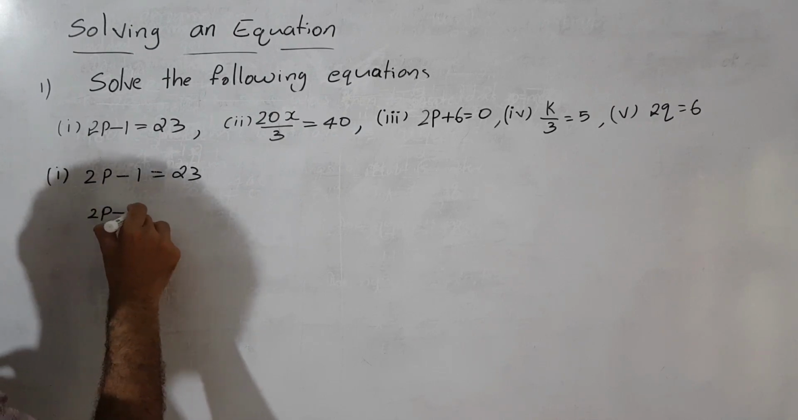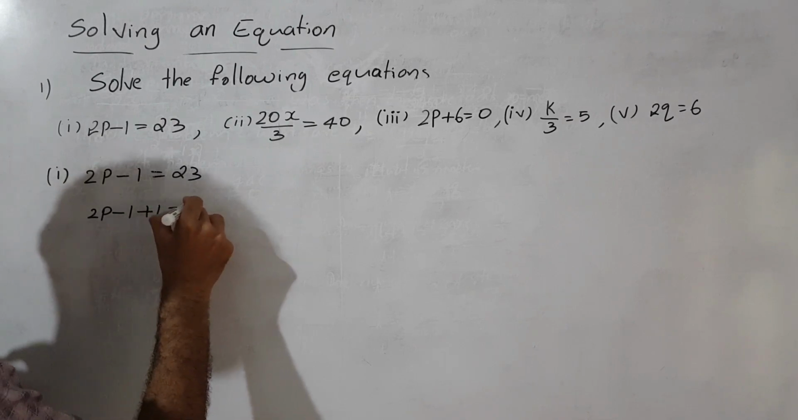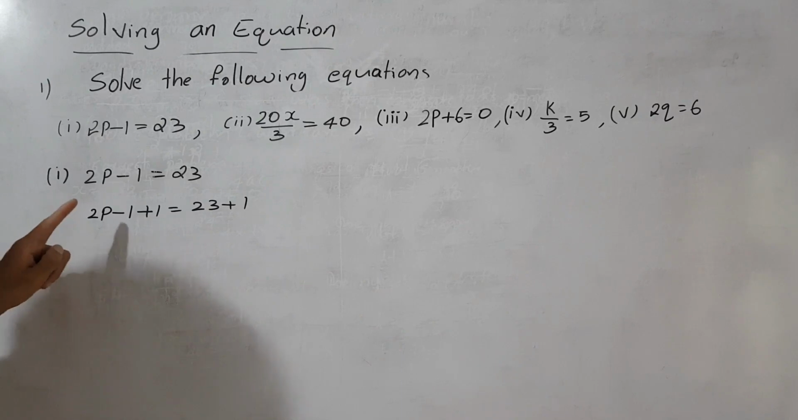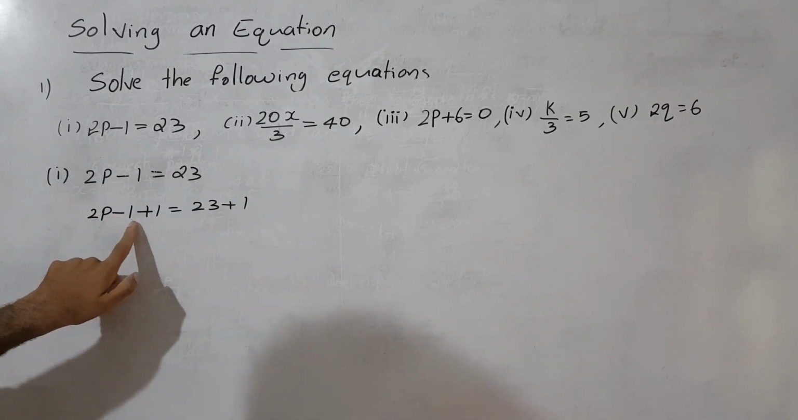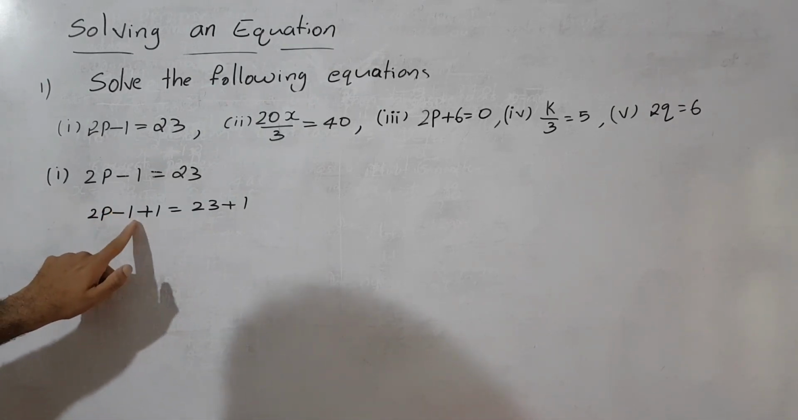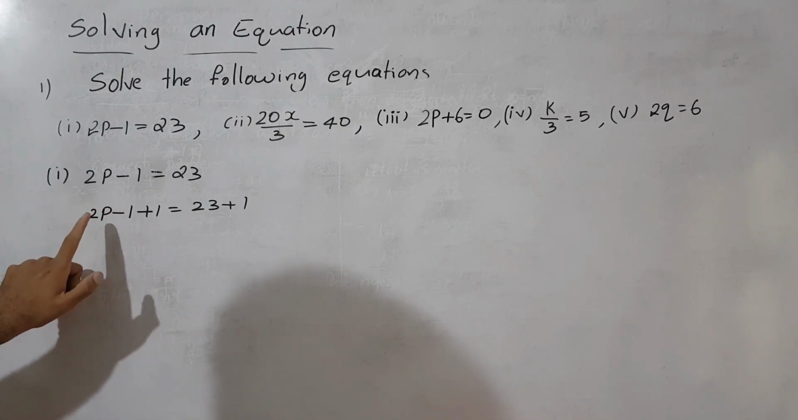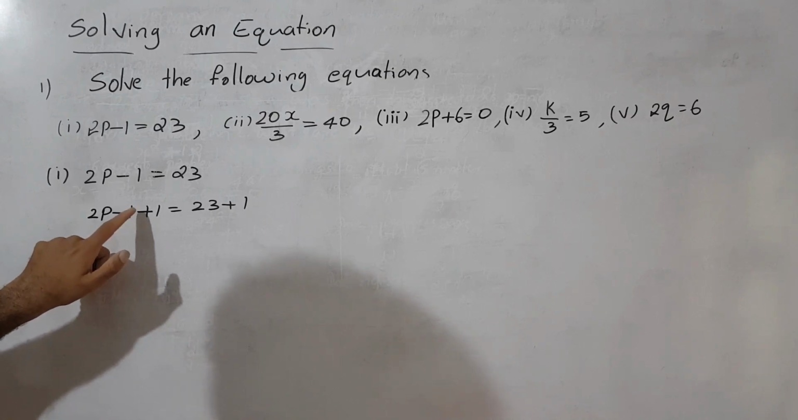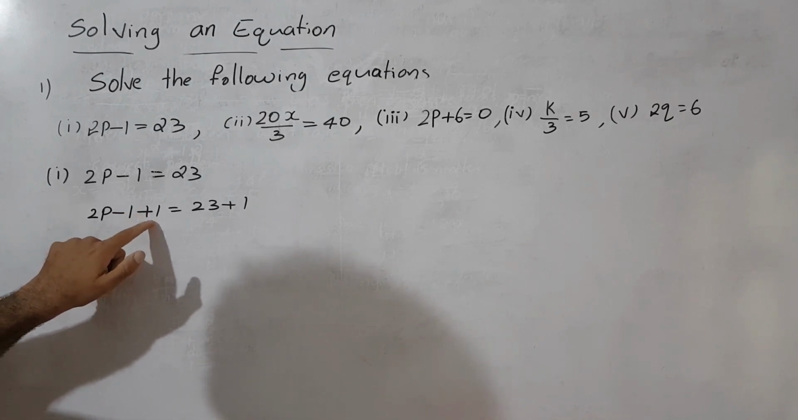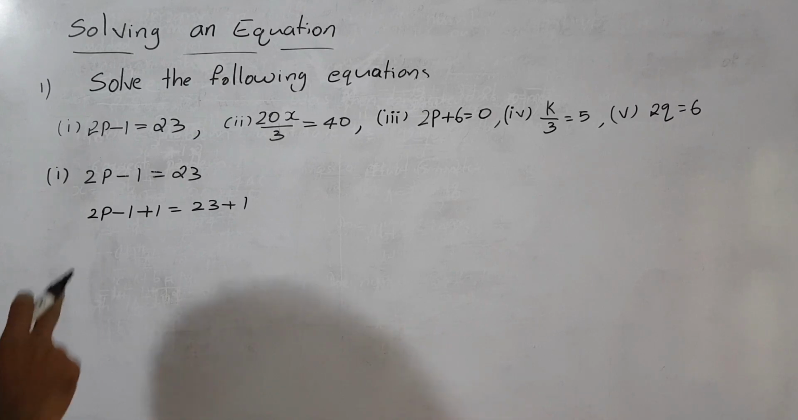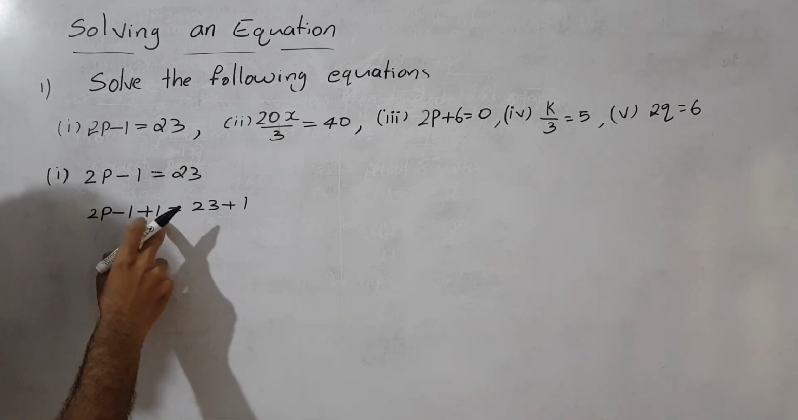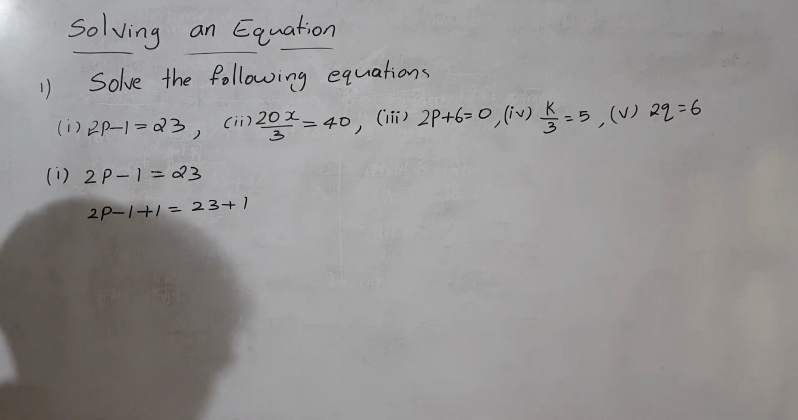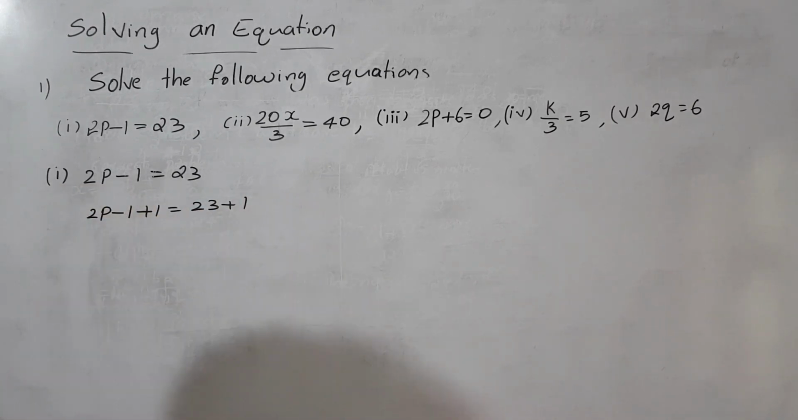2p minus 1 plus 1 is equal to 23 plus 1. Okay, because here the 1 does not contain the variable, we are subtracting this 1 from where? 2p, the term containing the variable. So to remove the minus 1, to remove the 1, we add 1. ഇവിടെ 1 സബ്ട്രാക്ട് ചെയ്യുന്നത് കൊണ്ട് നമ്മൾ 1 ആഡ് ചെയ്തു. ഇവിടെ +1 ആയിരുന്നെങ്കിൽ നമ്മൾ എന്ത് ചെയ്യുമായിരുന്നു? -1. Then we subtract 1 on both sides.